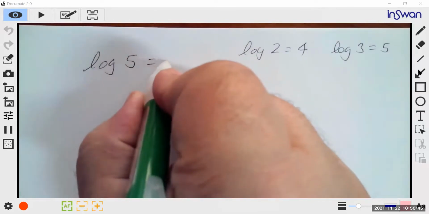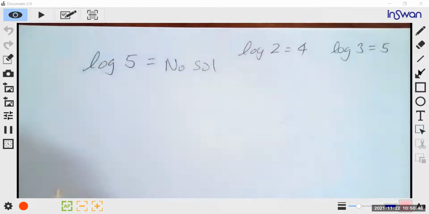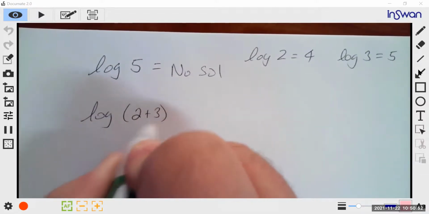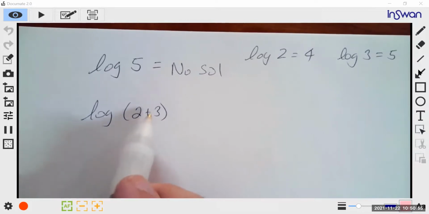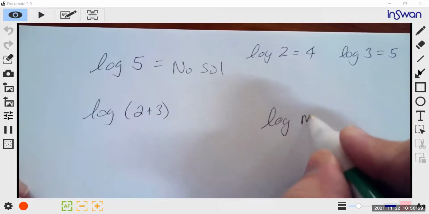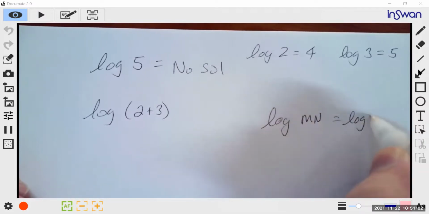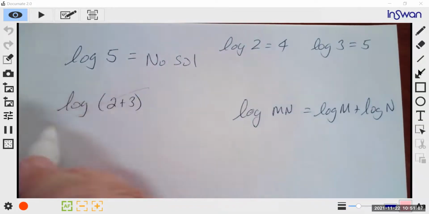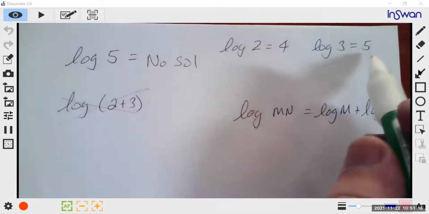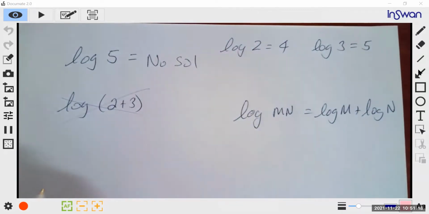This one has no solution. Because you cannot go 2 plus 3. There is no rule that says you can add. We have a rule that says if we multiply, then we can add. But there's no rule that says anything like that. So that one has no answer. I really thought it was going to be like reverse. I was pretty good thinking, but no.